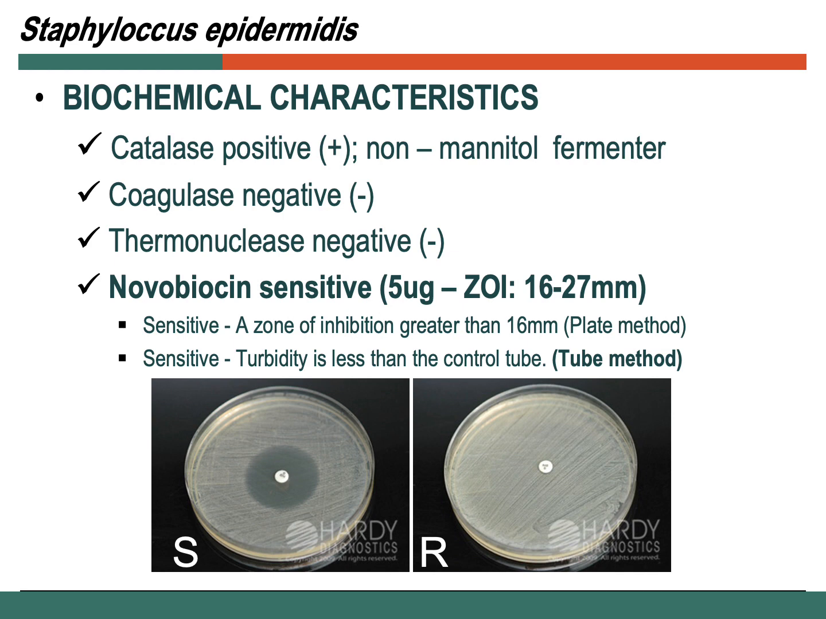Biochemical characteristics: they are catalase positive. They are non-mannitol fermenters, so they do not give yellow colonies on MSA. They are coagulase negative, thermonuclease negative, and what is important to note, they are novobiocin sensitive. So what is the zone of inhibition that you have there? It's 16 to 27 mm.